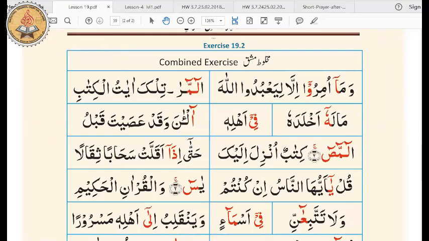So I'll request my co-host to give the mic to one of the students, please. I'm going to give the mic to A1163. Assalamu alaikum, A1163. Wa alaikum assalam. How are you? Good. Alhamdulillah. Can you start reading from the first box, please? From here.